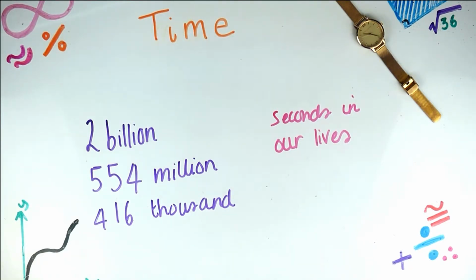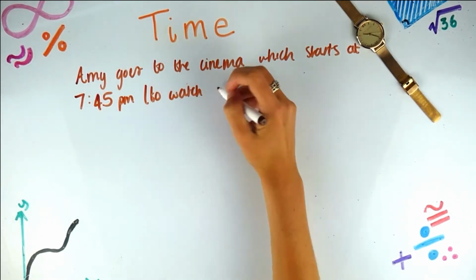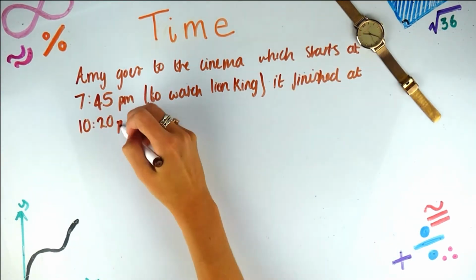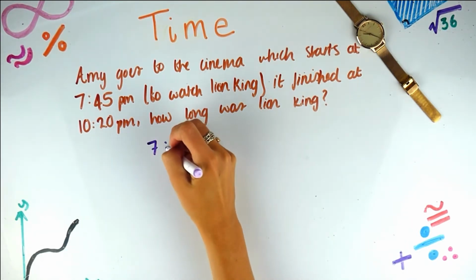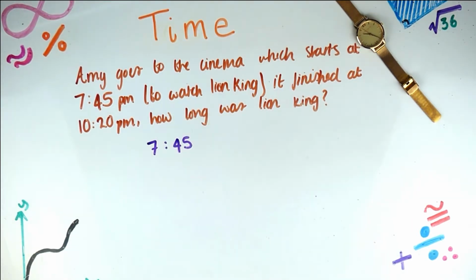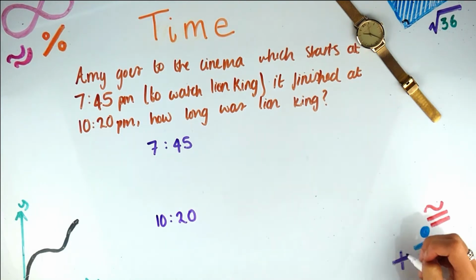So I'm now going to do a few questions. So this is the question. Amy goes to the cinema, which starts at 7:45 in the evening, to watch Lion King. It finished at 10:20. How long was Lion King? The way I do these types of questions is I start with the time it starts. Then I know it's going to finish at 10:20. So I need to get to 10:20, but I need to make sensible jumps that I can compute.